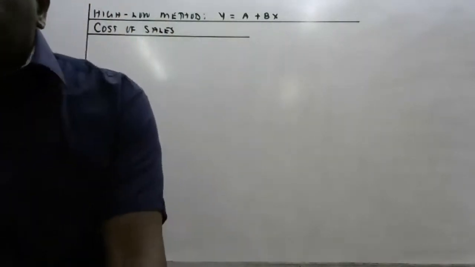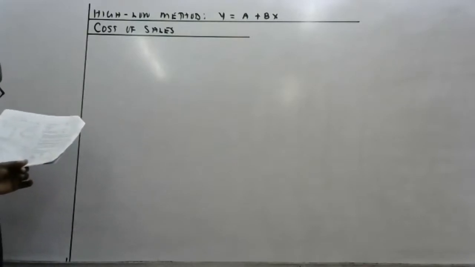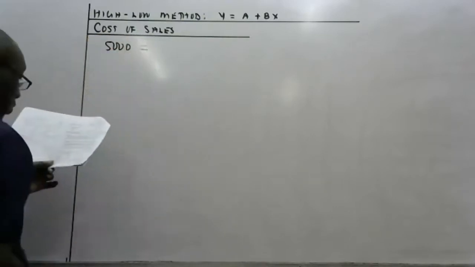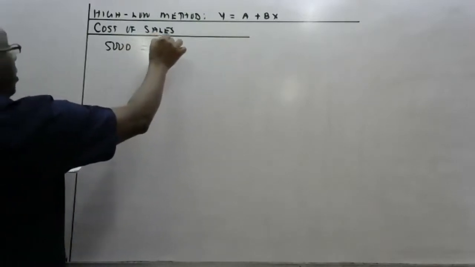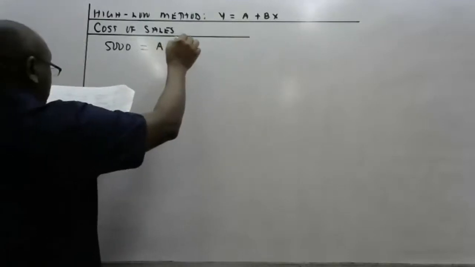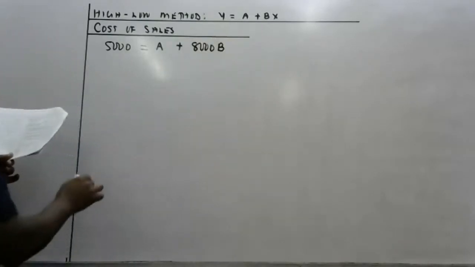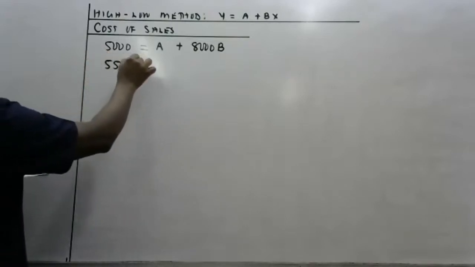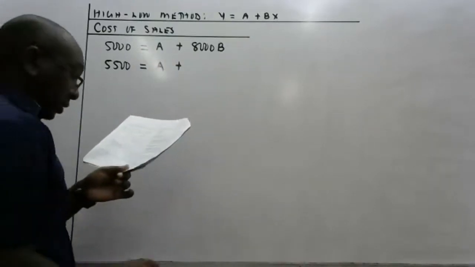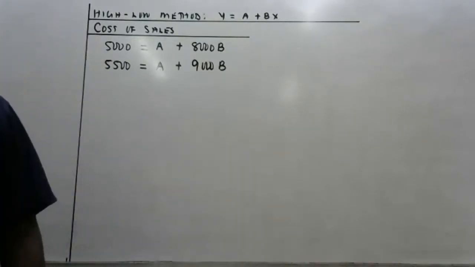So for the cost of sales, what you do, you take that cost that is given there, 5,000, and you say it is equal to A plus, we take sales as our driver, that is 8,000 B. Then this other one, it has 5,500 being equal to A plus 9,000 B.